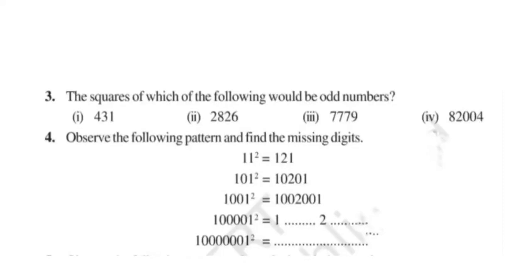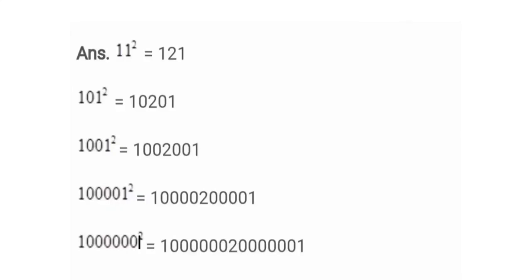10201. Okay, next one, 1001 square. Answer is 100201. Third one, 100001 square. This we have to find.